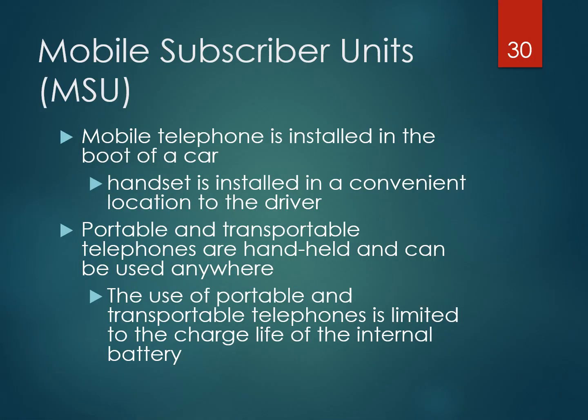Mobile subscriber units we call handsets. A mobile telephone is installed in the boot of a car, and the handset is installed in a convenient location for the driver. Through Bluetooth also we can operate our mobile phones, and the mobile can be used directly by the driver also. Portable and transportable telephones are handheld and can be used anywhere. The use of portable and transportable telephones is limited to the charged life of the internal battery. So that says something about the lifetime of the battery.